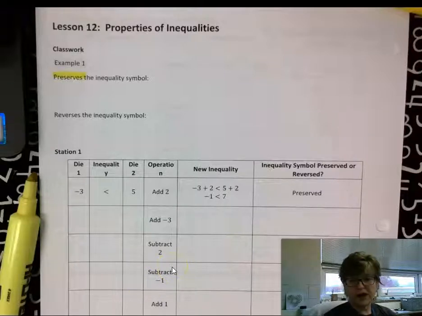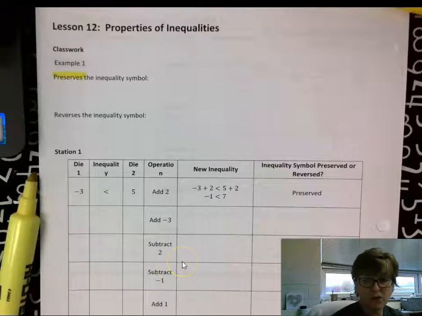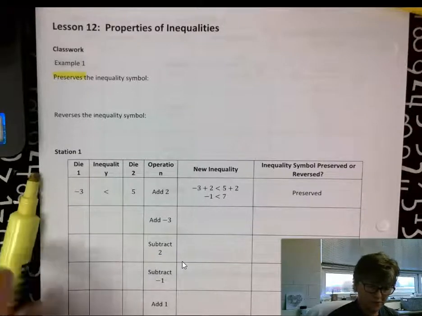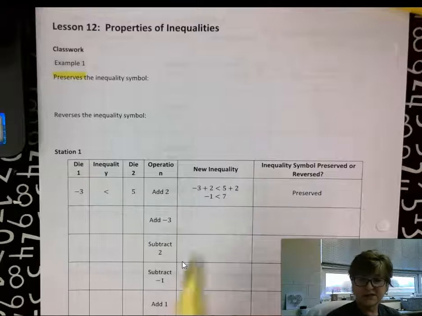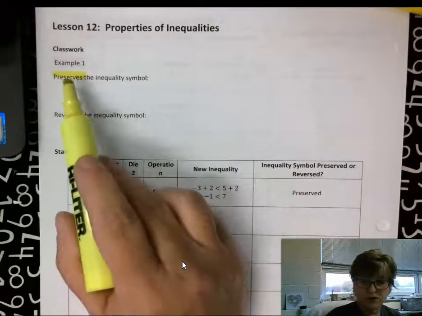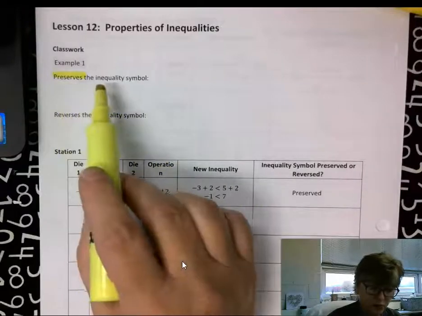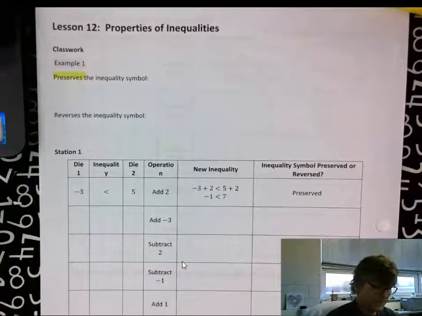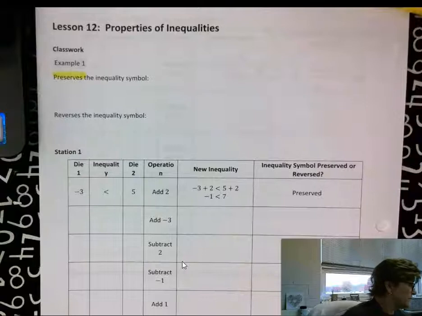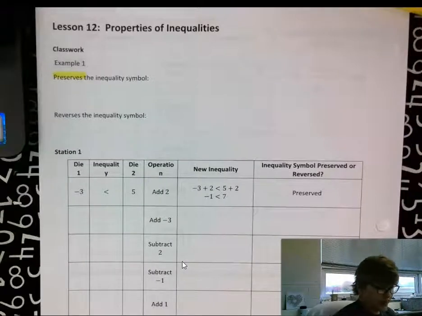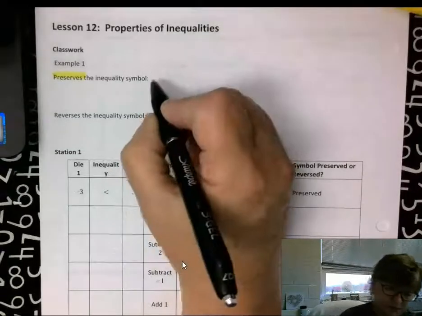Today we're going to be looking at Lesson 12, Properties of Inequalities, and we're on page 112 of your folder. So as we're looking at this example 1, notice the word preserves, and I'd like you to circle that or highlight that because that's a key word for us to remember. And the word preserves means that the inequality sign or symbol stays the same.